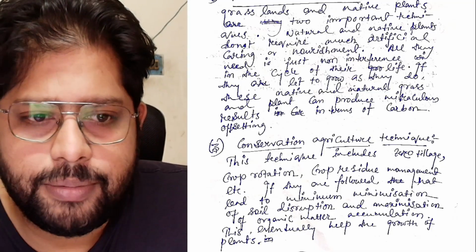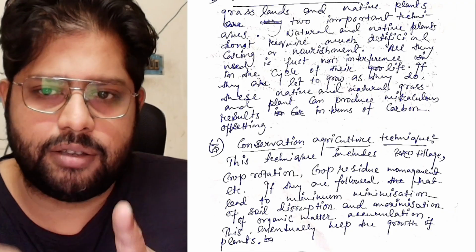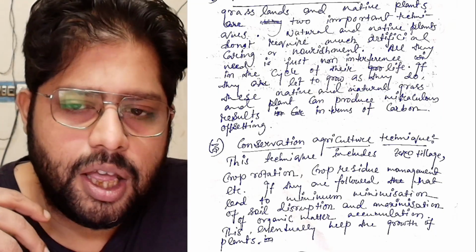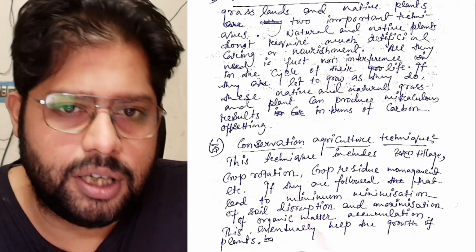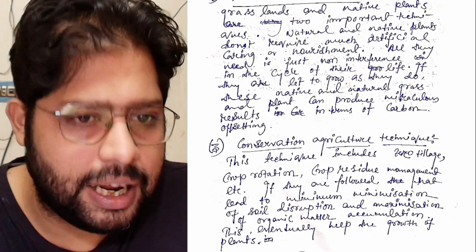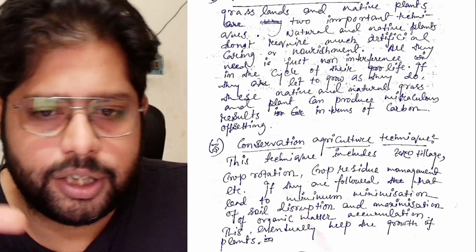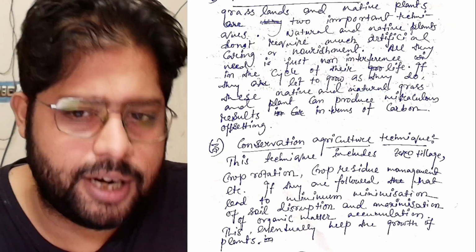Now, crop residue management. Crop residue means after harvesting, we see that a lot of things actually left over on the field. Okay, it is called crop residue. What is actually left behind after harvesting? So that is called crop residue. Crop residue management is also very important.